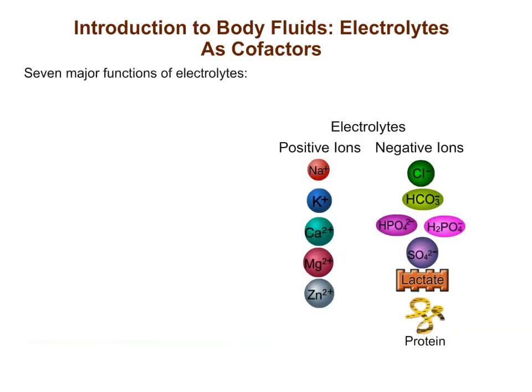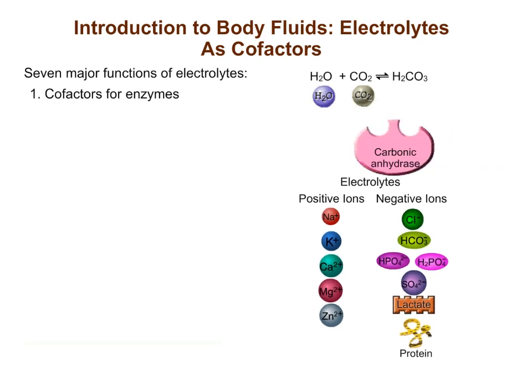Now let's look at a few of the many important functions electrolytes perform in the body. Electrolytes serve as cofactors for enzymes. A very important reaction in the body occurs when carbon dioxide and water form carbonic acid. We can speed up this reaction with the enzyme carbonic anhydrase. Cofactors are non-protein substances that act along with enzymes to speed up reactions in the body.